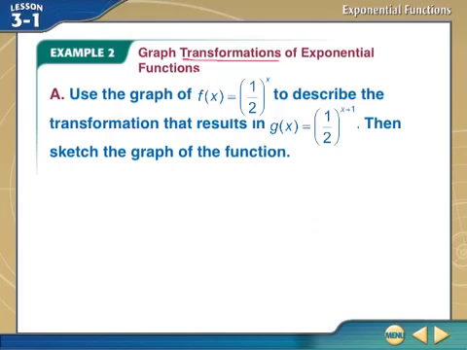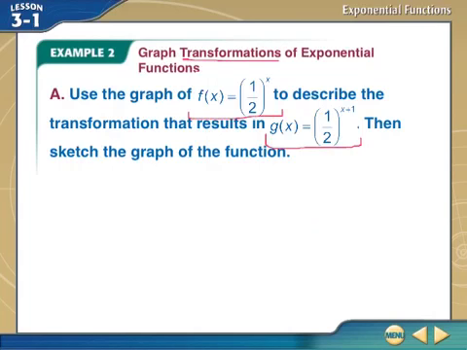strictly transforming exponential functions. So in part A, we have the function f of x equals 1/2 raised to the x. That's our parent function, or our original function, and we need to use that to describe the transformation that results in g of x, which is 1/2 raised to the x plus 1. Then sketch the graph of the function.